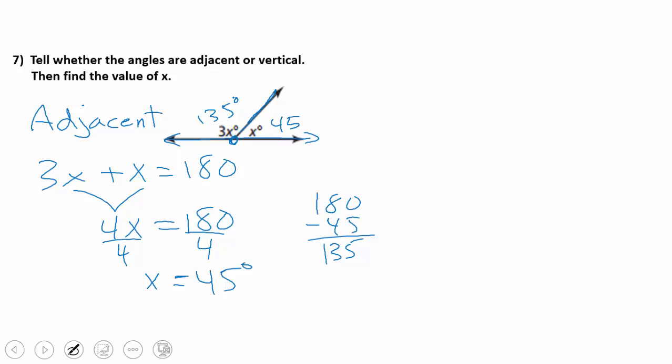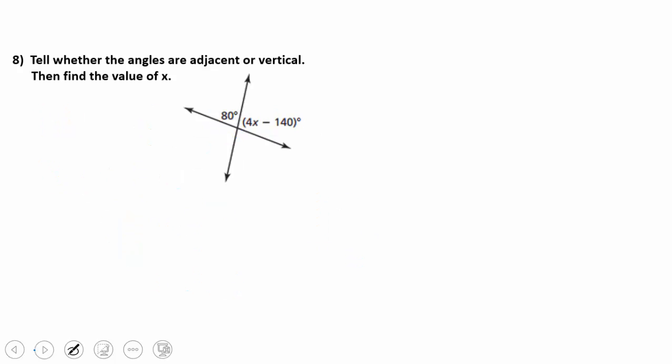They are adjacent angles because they share a vertex, they share a side. Together, they form a straight angle, and we use that information to help us find the value of x. Again, straight angles, they equal 180. Tell whether these angles are adjacent or vertical, then find the value of x.